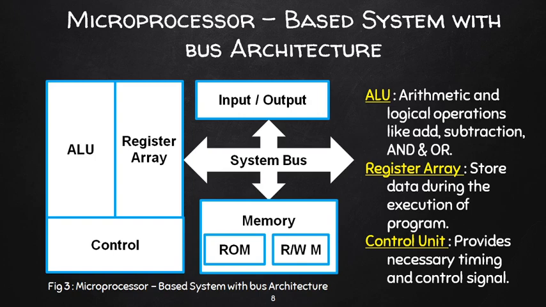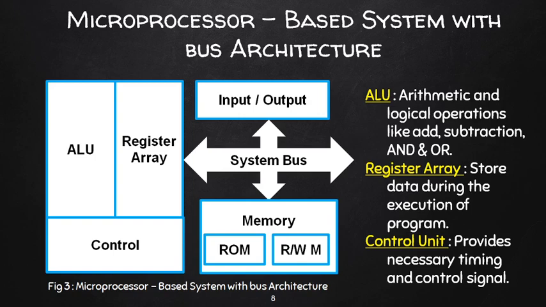We have already seen that a microprocessor has three main units: the ALU, that is the arithmetic and logic unit, the register array, and the control unit. Detailing each block, the arithmetic and logic unit is the area of the microprocessor where various computing functions are performed on data. The ALU performs arithmetic operations such as addition and subtraction, and logical operations such as ANDing, OR, and exclusive OR. The next block in the block diagram is the register array.